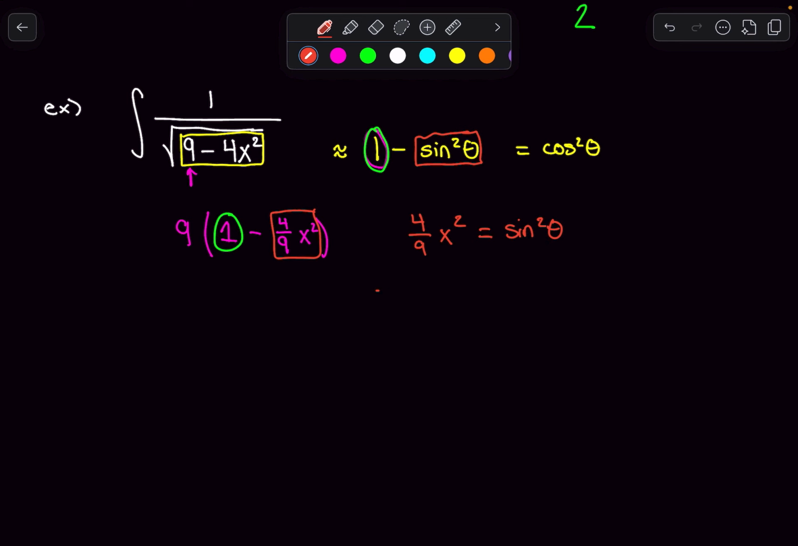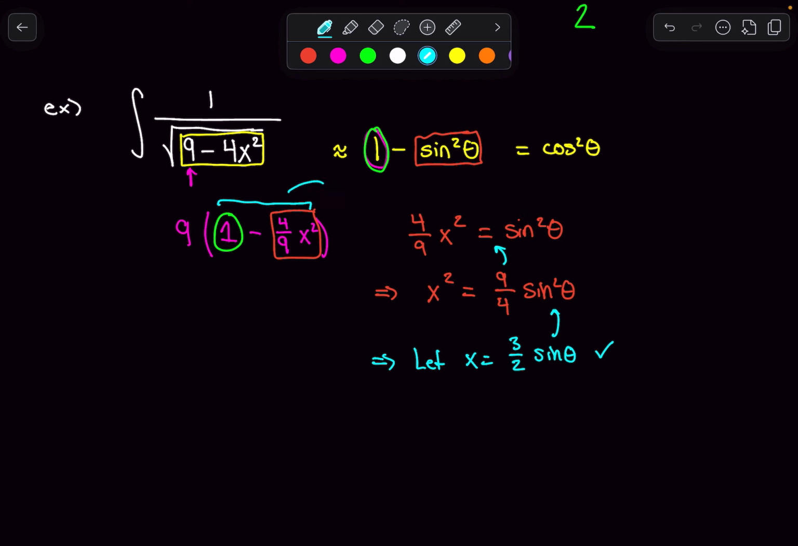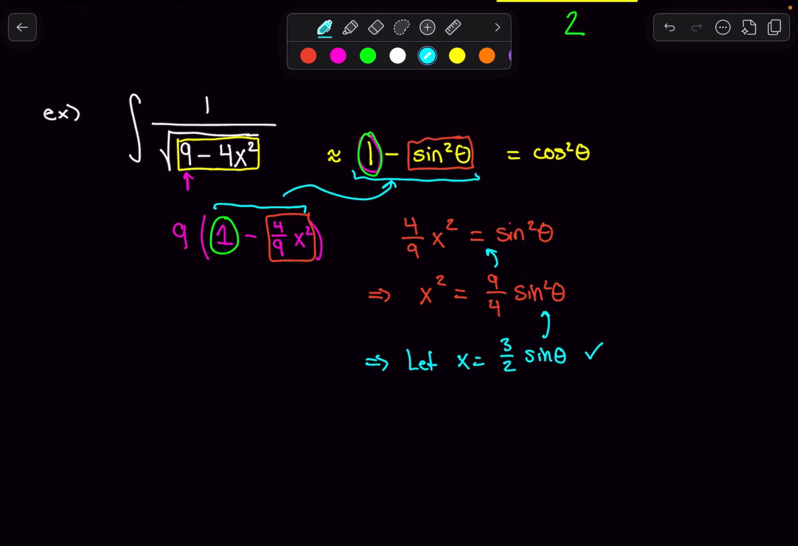We do a little bit of mathematical finessing. We'd get something like x squared is equal to 9 over 4 sine squared theta. And that immediately lends us saying, oh, so if we were to let x be equal to 3/2 sine theta, then this would happen, then this would happen, and then this whole thing would be equal to the 1 minus sine squared theta that we came up with. And then we keep going. The problem keeps going. So this would be like the maximum, most challenging sort of problem that you could possibly ever get for this particular material.